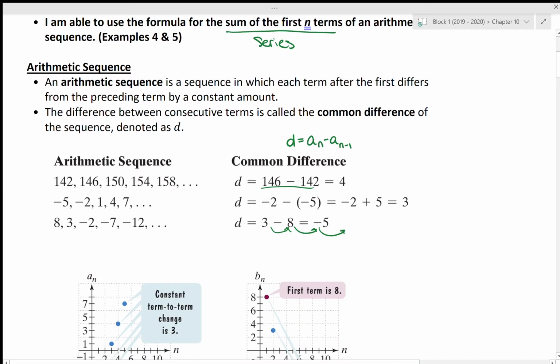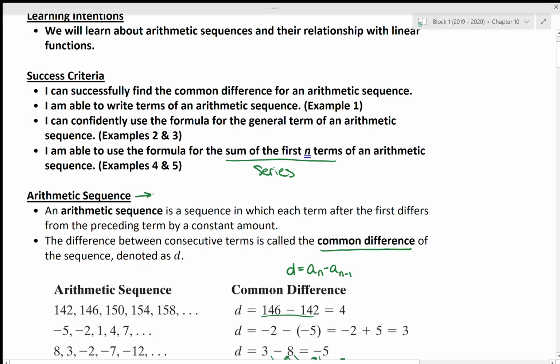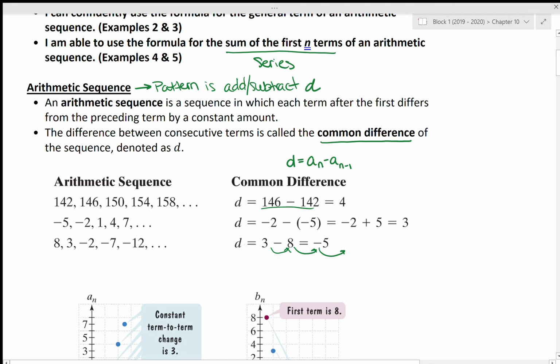So an arithmetic sequence is a sequence in which each term after the first differs from the preceding term by a constant amount. That constant amount is going to be the common difference. All right, so basically, arithmetic means that the pattern is to add or subtract that common difference, that d. Here are some examples of the common difference.